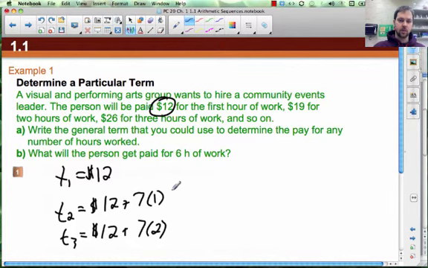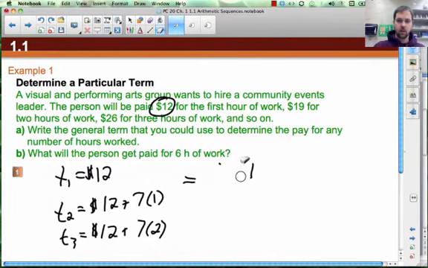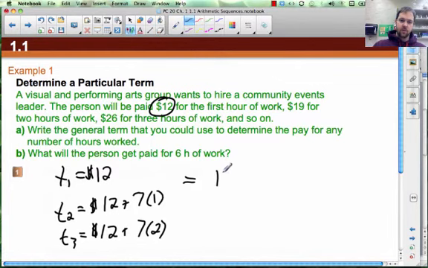So the general term that you could use then is going to be T1 plus, we know T1, so why don't we just write it in there? So T1 is 12, so we're going to use 12 plus 7 times, let's call it H, for hours, number of hours worked.